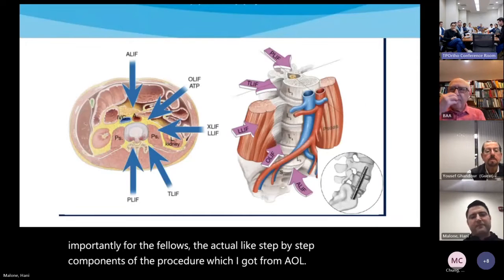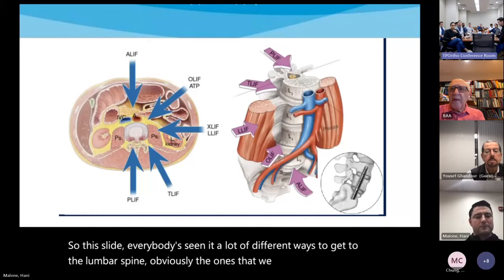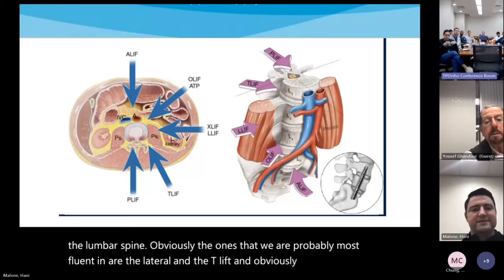So this slide, everybody's seen it. A lot of different ways to get to the lumbar spine, obviously. The ones that we are probably most fluent in are the lateral and the TLIF. And obviously we've got really good access surgeons here.